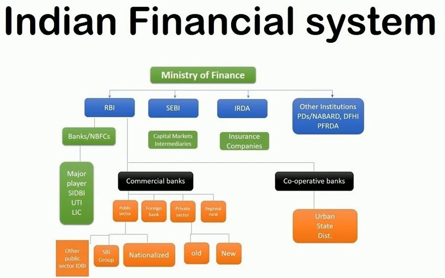Then the second structure of the Indian financial system is the financial market. First is money market and second is capital market. I already explained that for a short term period of less than 1 year, the money market is used, and for a long term period, the capital market is used. Call market, CP market or commercial paper market, commercial deposit market, treasury bills, exchange bills, etc. are examples of money market.